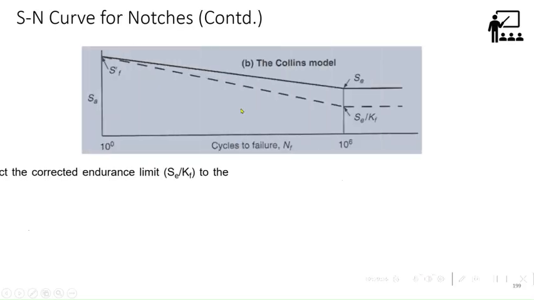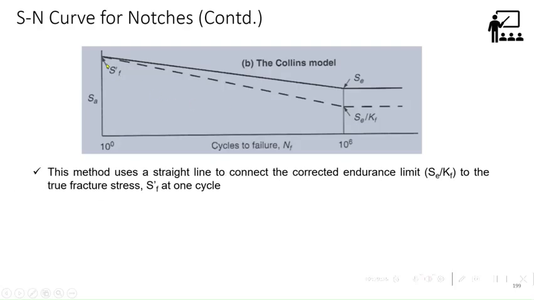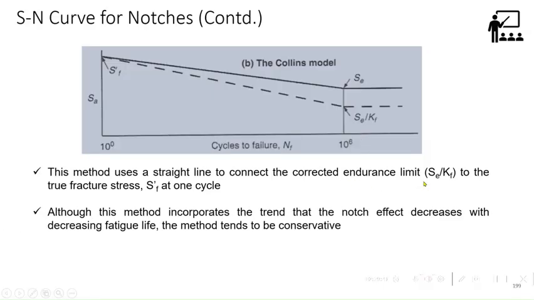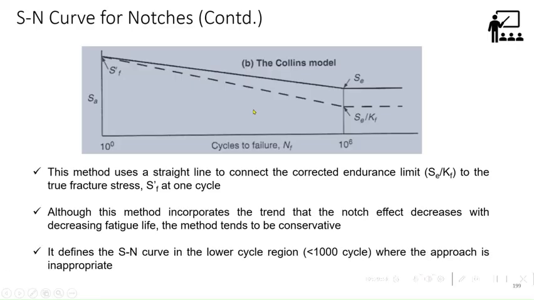And Collins model, same narrative. You need the S-F at this point. Here at an endurance limit you can divide by KF. Okay, this is wrong because it doesn't take care of the slope. It will have a different value at 10³, but it is considering this one.